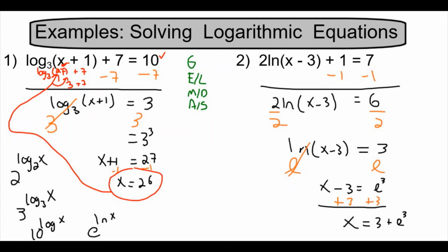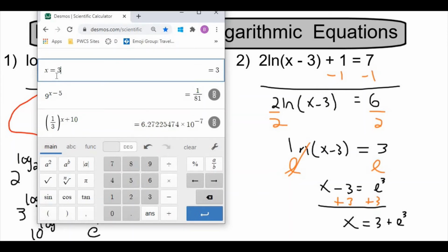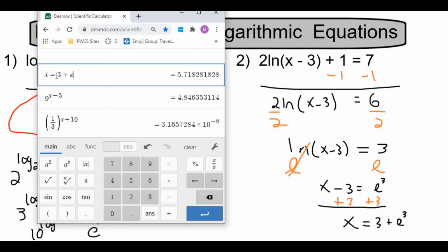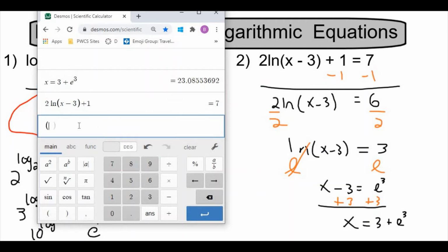So what we're going to do is go to a calculator, and we're going to say, hey, I think the answer is 3 plus e to the third power. And then we're going to type in the left side of the equation, 2 ln parentheses x minus 3 outside of the parentheses plus 1. You can see that it says that equals 7. So I did solve it correctly with this weird answer.